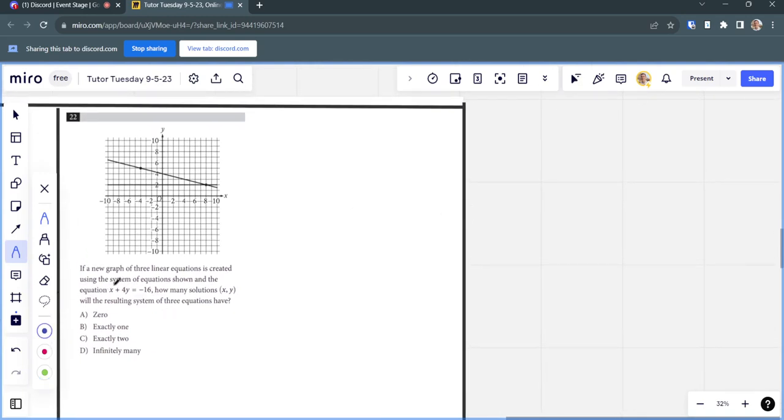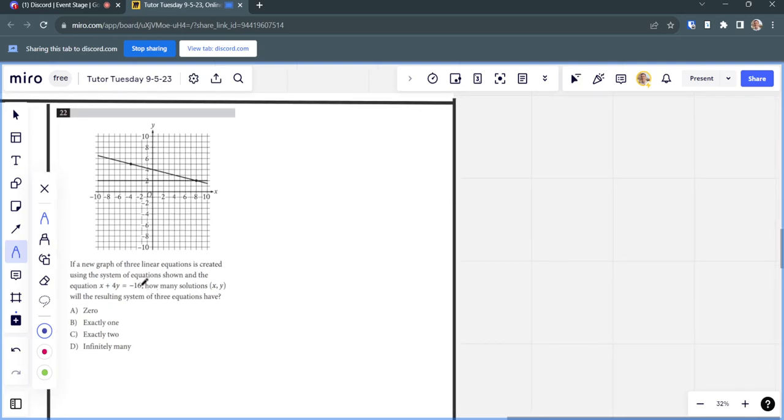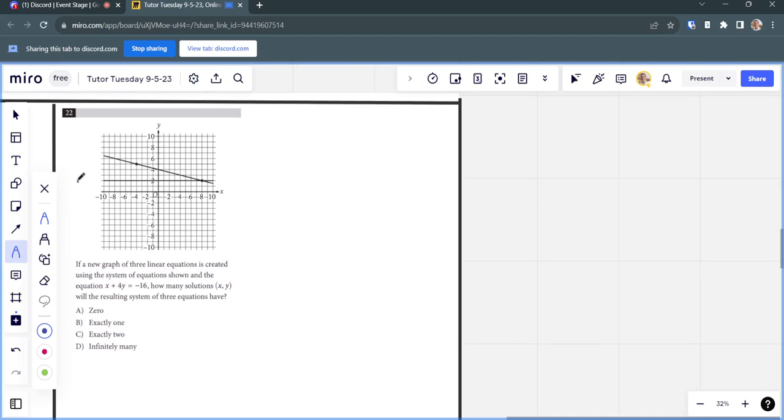Alright. If a new graph of three linear equations is created using the system of equations shown, and the equation x plus 4y equals negative 16, how many solutions x, y will the resulting system of three equations have? Let's see, we've got one equation that looks like just y equals 2. We've got another equation right here, which you could probably figure out the formula for, but you don't need to.